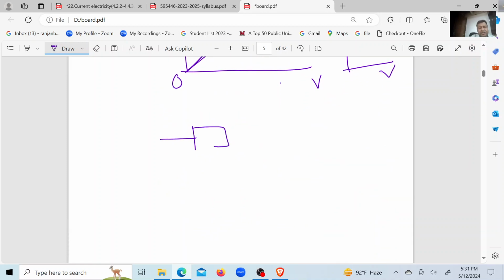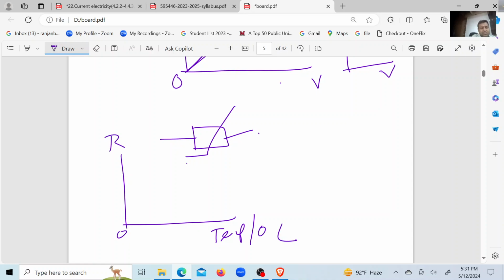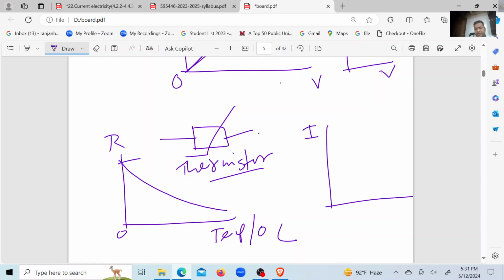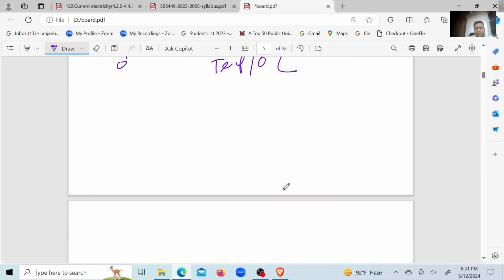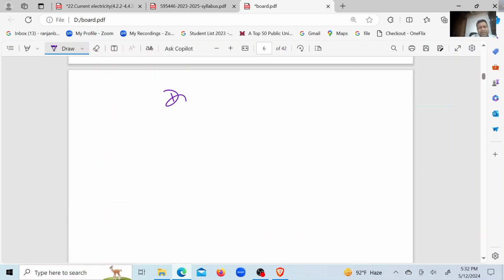Another device is the thermistor. When you increase the temperature of the thermistor, its resistance decreases. The resistance of the thermistor decreases due to temperature rise. Clear? And for the thermistor, the IV graph will be like this. It will bend towards the current axis. Got it? Okay.